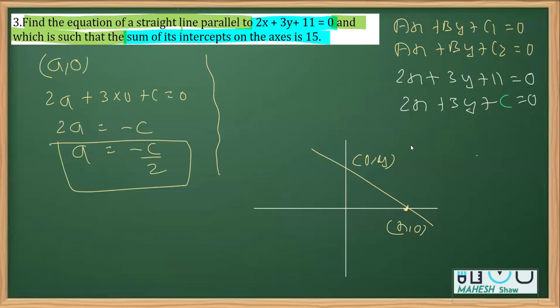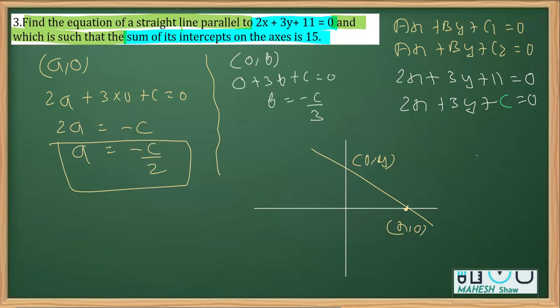So I can say a, that is the x-intercept, is this. Now, similarly, we can obtain the y-intercept from the same equation, and I'm going to replace x with 0 and y with b. So this is going to be 0 plus 3b plus c is equal to 0. That means b is equal to minus c over 3. So this is the y-intercept.